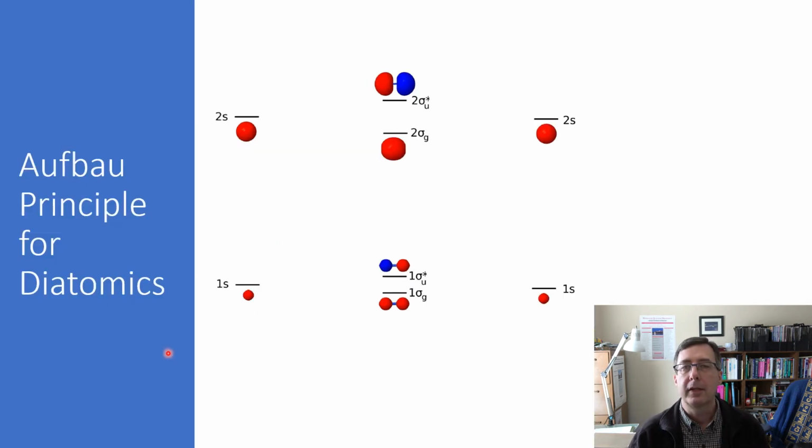So let's talk about the Aufbau principle and how it works for diatomic molecules. So here I'm showing a portion of the molecular orbital diagram. This will suffice for my first example or two.